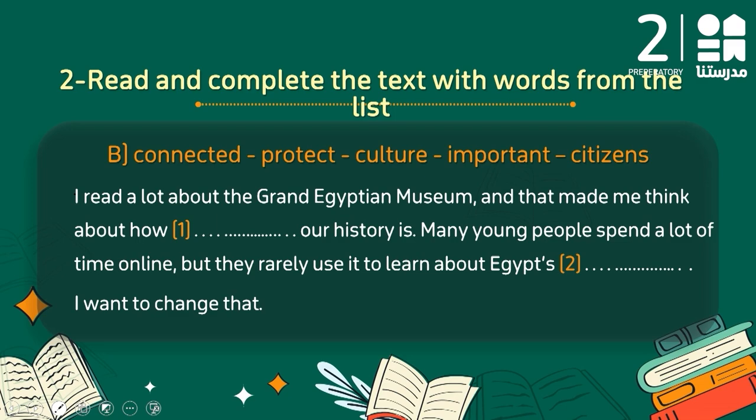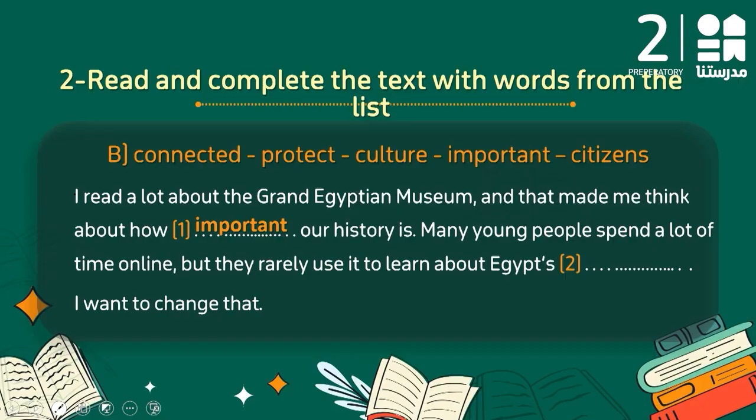So the best answer is going to be important, how important our history is. Many young people spend a lot of time online, but they rarely use it to learn about Egypt. I want to change that. About Egypt's what? History. Okay, I'm not going to use culture, of course. Here I'm talking about the Grand Egyptian Museum. It's all about our history, okay?